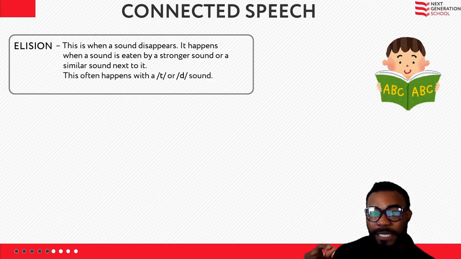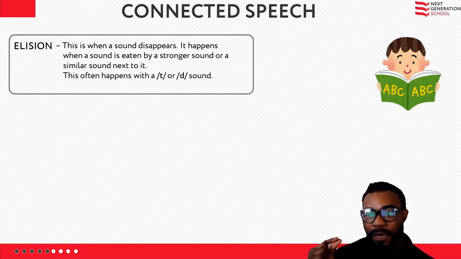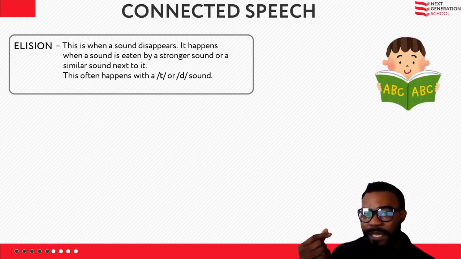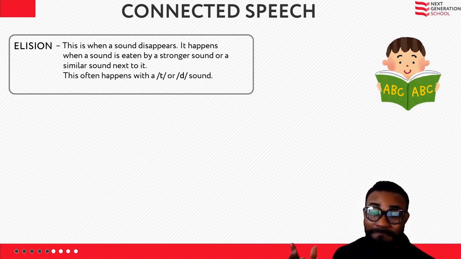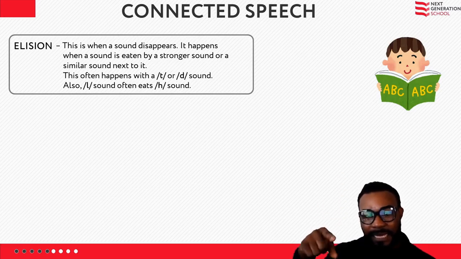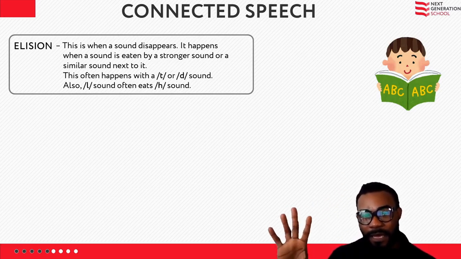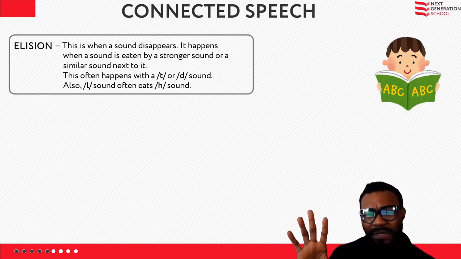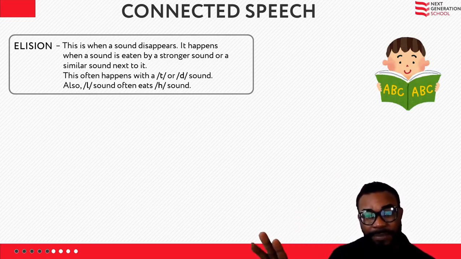And it often happens with a "te" or "de" sound. So usually the "de" sound eats the "te" sound. And then also the "le" sound often eats the "ha" sound. Now you'll see some examples and then you'll understand better.